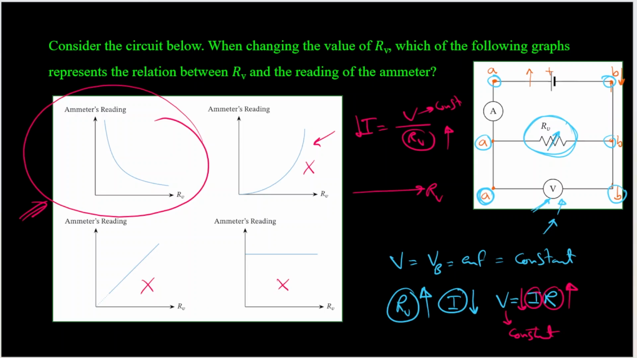This is wrong because it means that the reading of a meter will not change. No, the reading of the ammeter will change. The reading of the voltmeter is the one which will be kept constant.